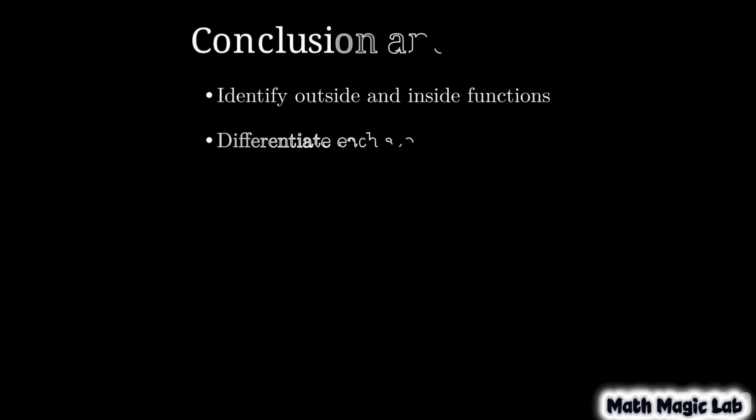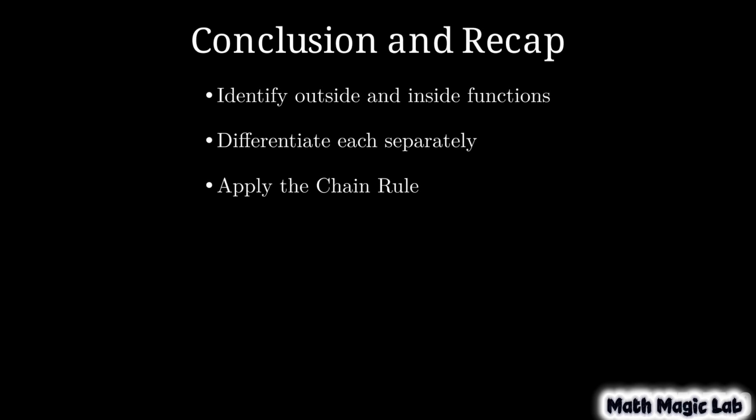To wrap up example 2, remember the 3-step process. First, identify your outside and inside functions. Second, differentiate each one separately. Finally, apply the chain rule to bring them together. Following this method makes even complex trigonometric derivatives simple and consistent.